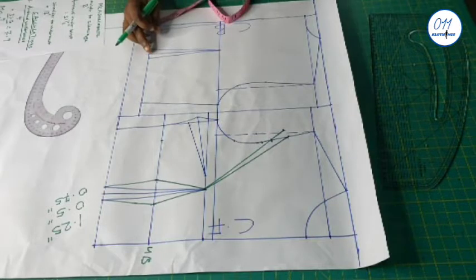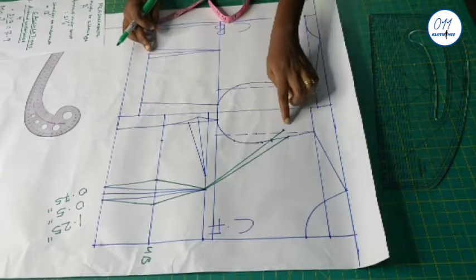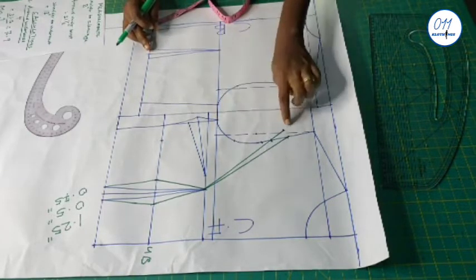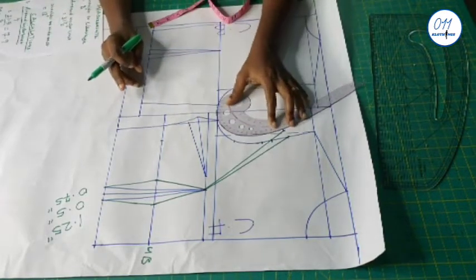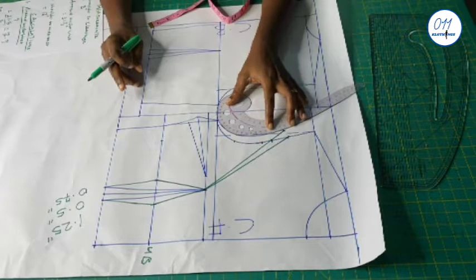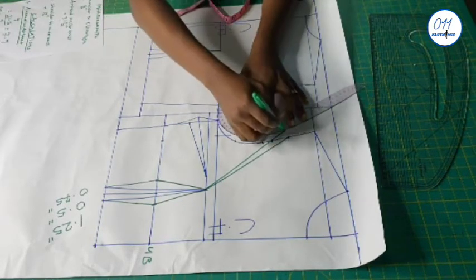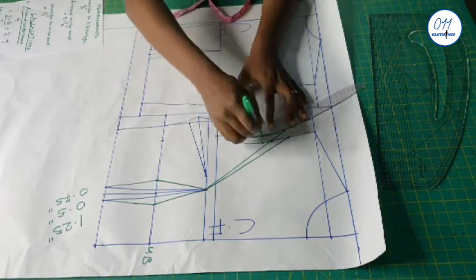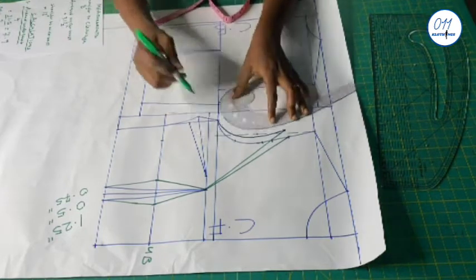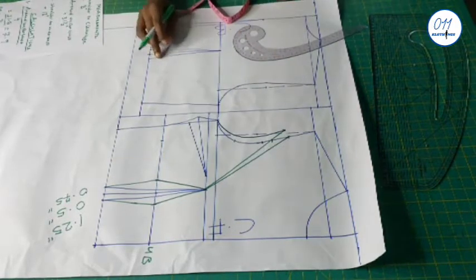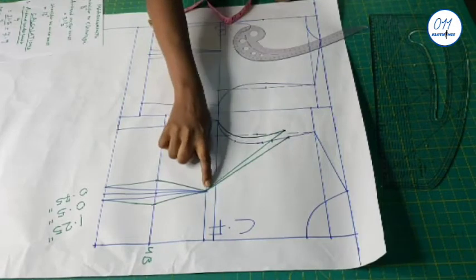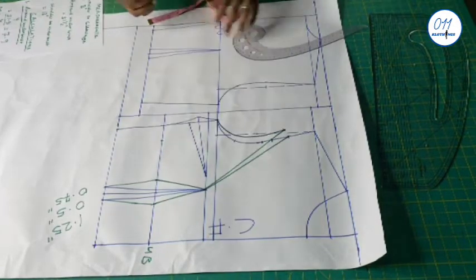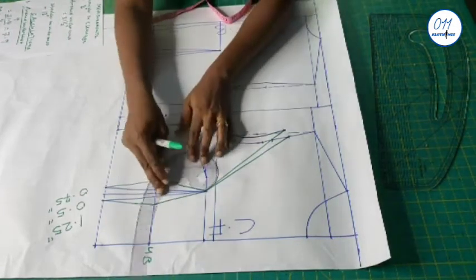I will now redraw the armhole curve. I will draw the armhole curve for this lower part like this. I will get rid of these sharp points. I will curve it using my French curve like this.